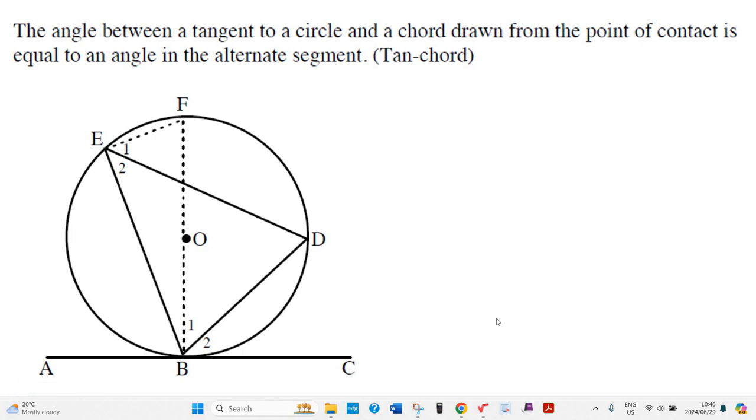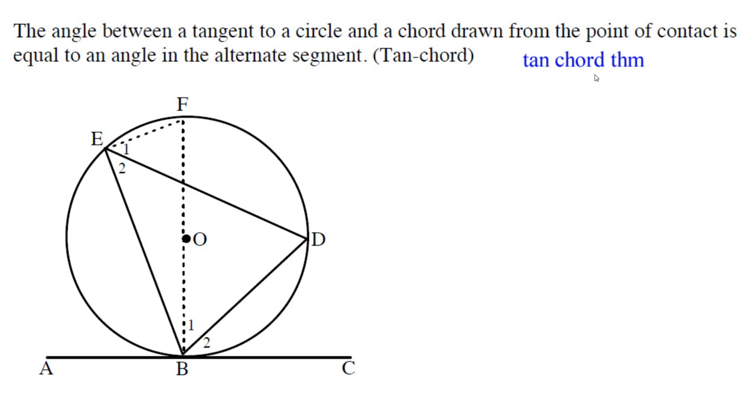Okay, we're going to look at the proof for something called the tan-chord theorem. First, the tan-chord theorem, what does it mean? Well, let's take a look here. It means you see this angle here between, this is the tangent, and here's the chord BD. That B2 is the angle between the tangent and the chord.